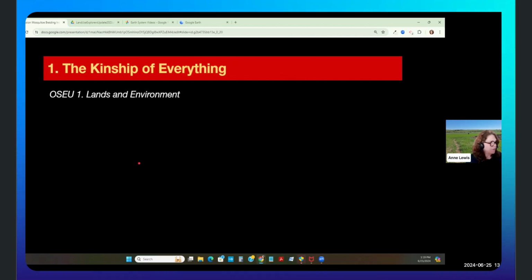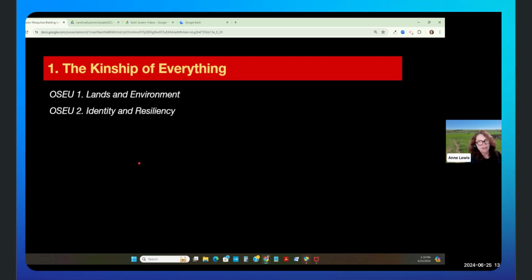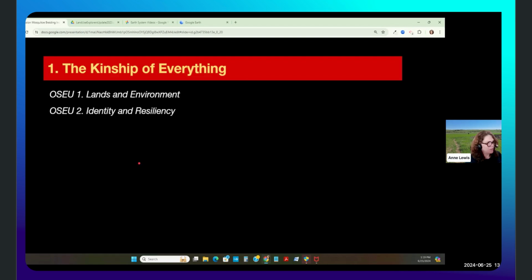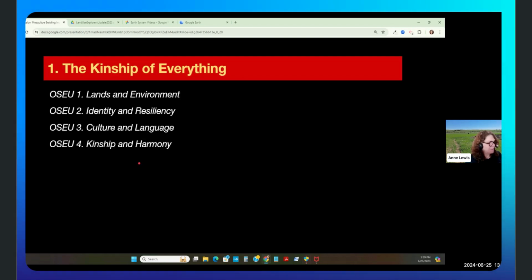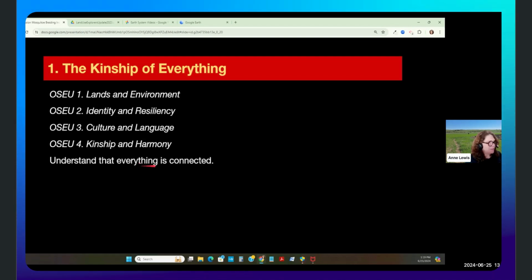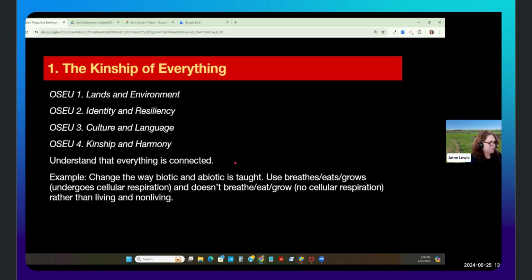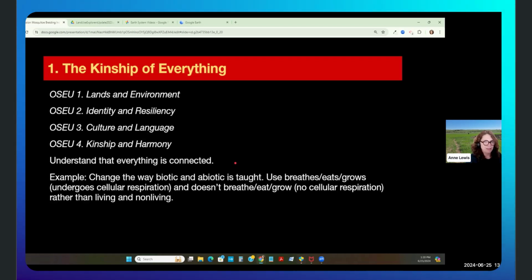The kinship of everything, and I'm having the OSEUs aligned here. I originally developed this for a South Dakota audience, so it would make more sense to them. It's basically the understanding that everything is connected. This is a really fundamental understanding in Lakota culture, and indeed in many Indigenous cultures that I'm familiar with.